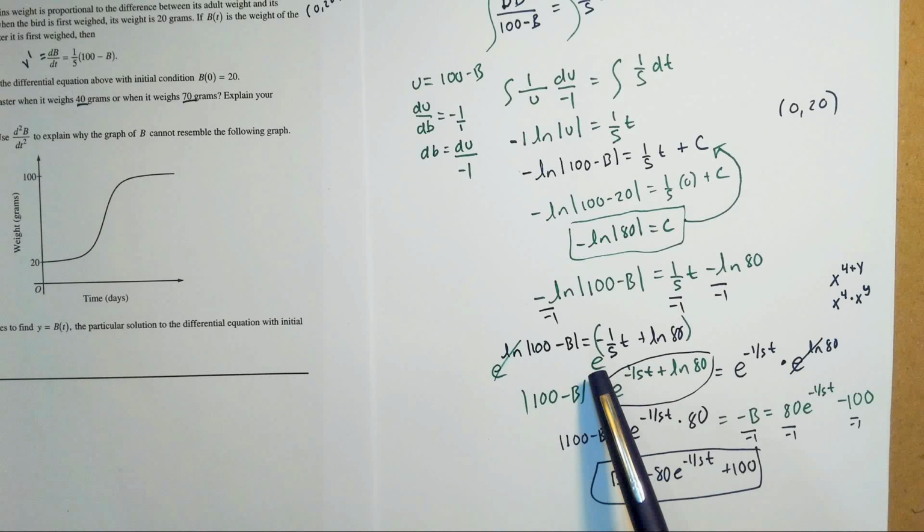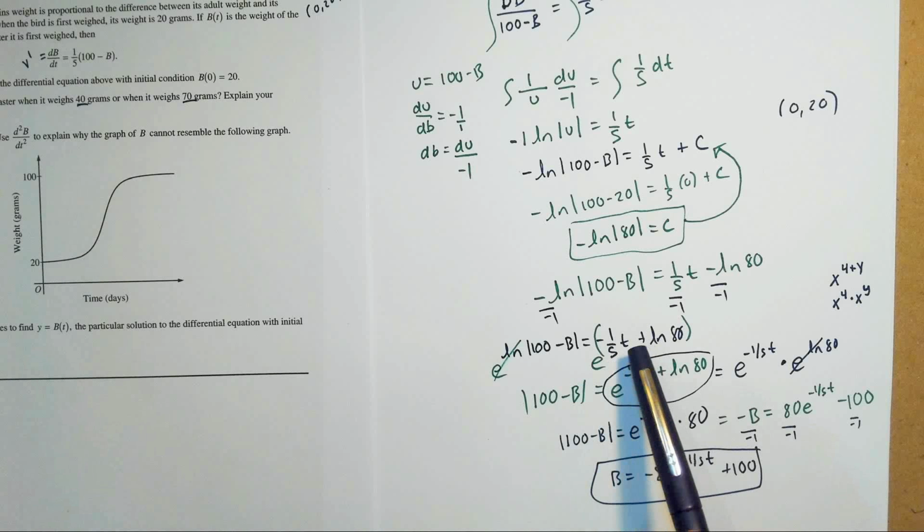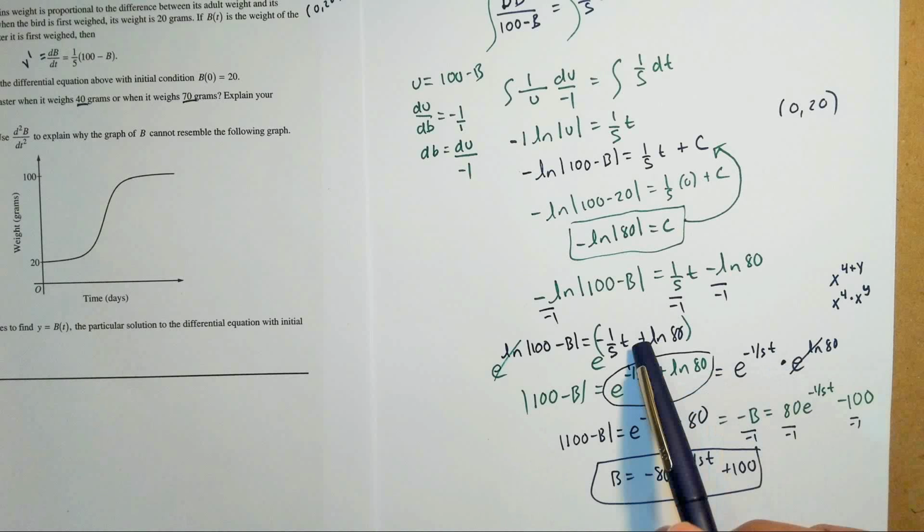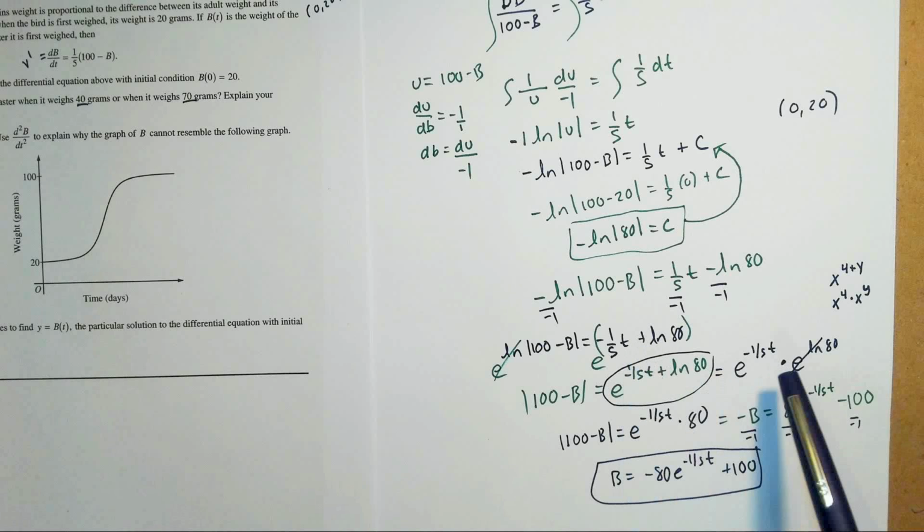And then remember, if you have e and your exponent has things being added or subtracted, that really means it's being multiplied or divided. Addition means multiplication, subtraction would mean division, but it's always going to be addition when it comes to a problem like this.